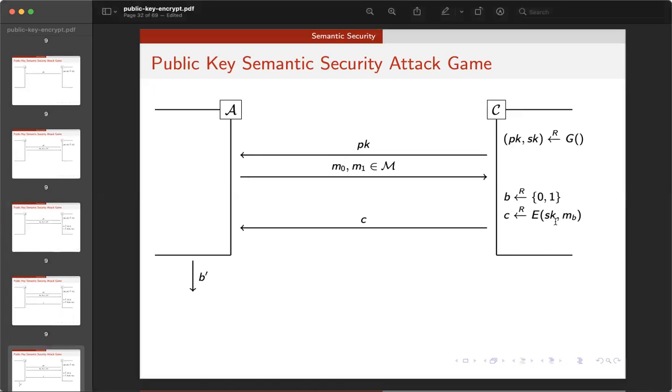Oh, sorry. This should be encrypted with the secret key, not the public key. Let me just, yeah, sorry. That was a mistake on the slide. I just realized. So this is not secret key. That is supposed to be public key. Sorry about that.